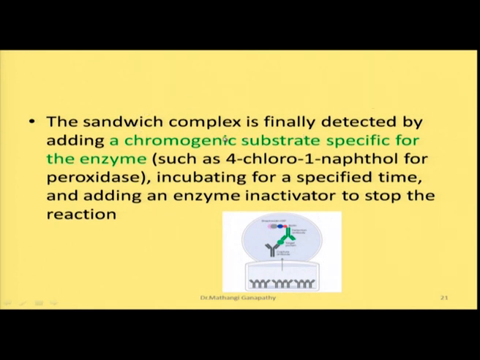You add a substance which highlights by color, specific for the enzyme which you have added towards the end. For example, 4-chloro-1-naphthol for peroxidase. This is incubated for a specific time, then adding an enzyme, and after a specific incubation period, you inactivate the enzyme using an exact inactivator.